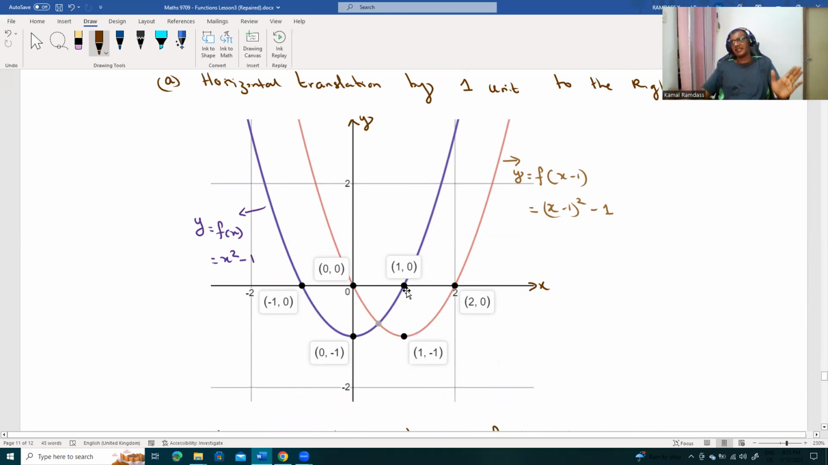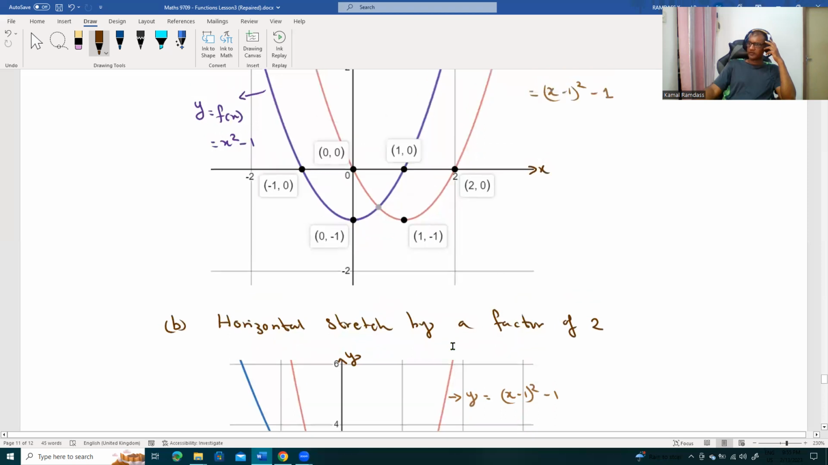To translate by one unit to the right, it moves its shape here. Minus 1 moves to 0, 1 moves to 2, and so on. 0, minus 1 moves to 1, minus 1. You have a point there. And the equation of the reddish line, or brownish curve, is y equal to f of x minus 1. To the right, f of x minus 1, and we replace x in its equation by x minus 1. That is, (x minus 1) squared minus 1.